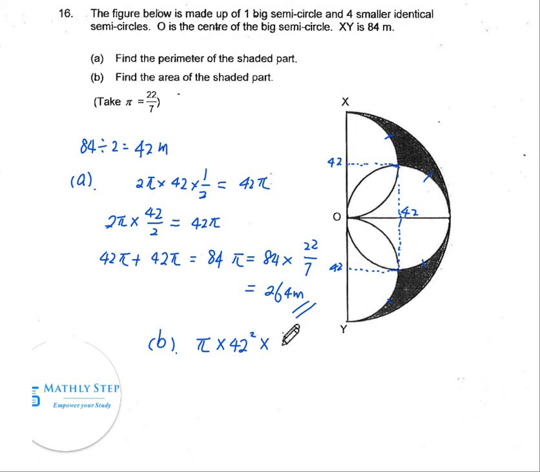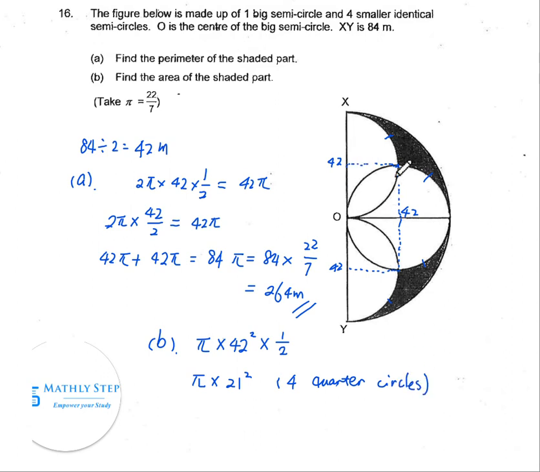Oh, sorry, I forgot to change to a semicircle. Okay, half of this. Now we go for the quarter circles. This is 1, 2, 3, 4. This totals 4 quarter circles. Actually, it's one whole circle. One whole circle is pi r squared. But remember, r is just half of this. Half of this is 21 squared. So this is the area of the 4 quarter circles.